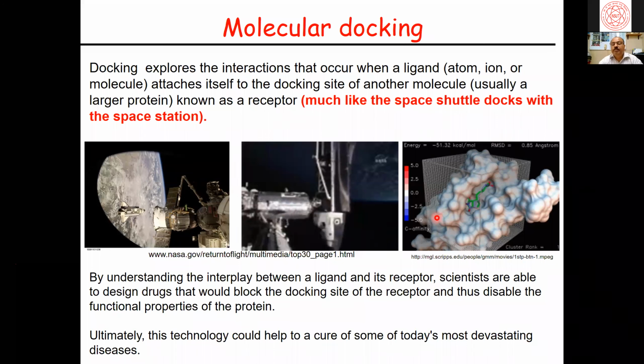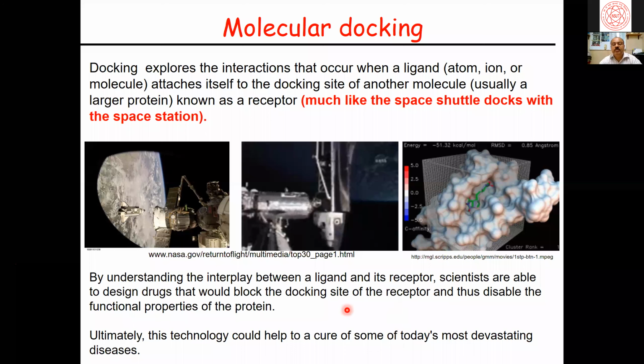You have a protein molecule. It has a designated docking site, and it's only at this docking site that your small molecule, a drug or inhibitor, can dock, and with the proper affinity it can bind. So by understanding this interplay between ligand and its receptor, the docking site of the receptor, and thus disable the functional properties of the protein and help in designing drugs for disease condition. And ultimately we can use it to identify various drugs.